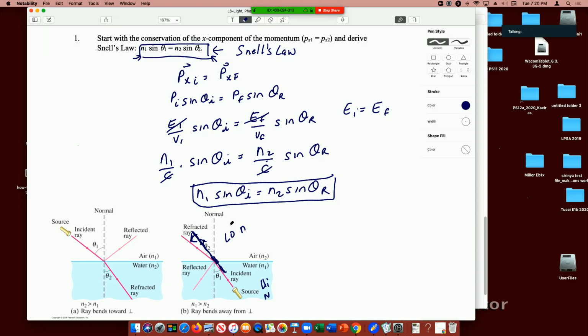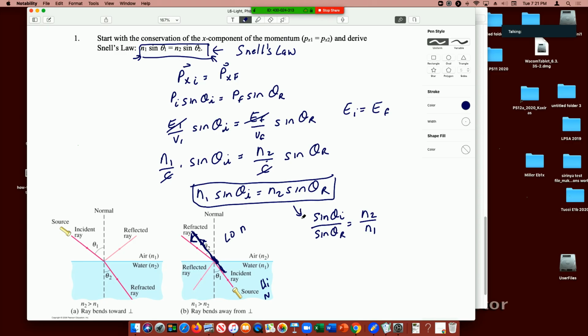Oh, I left my pen here. So you can reorganize Snell's law just like this. You could say sine of theta 1, the incident ray, over the sine of theta of the refracted ray, equals n2 over n1. Right? I just rearranged this.